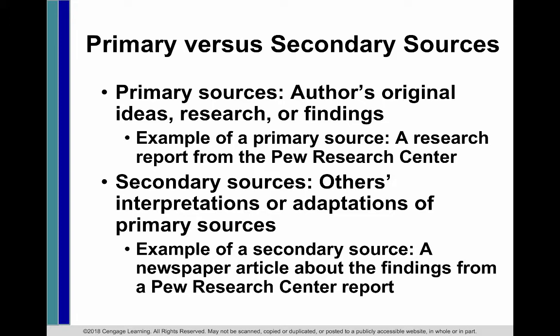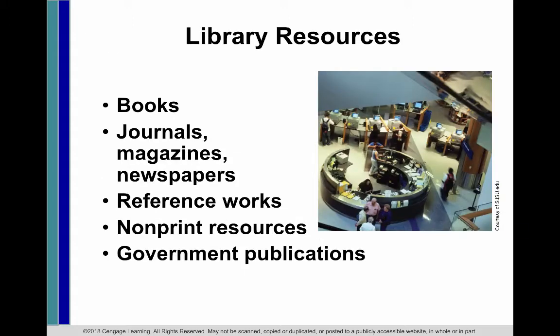So if a newspaper reporter reads the original report and decides it's newsworthy, then they're going to write an article discussing those findings, and it's going to be published in their newspaper. That's a secondary source. So how do you find the information you need?